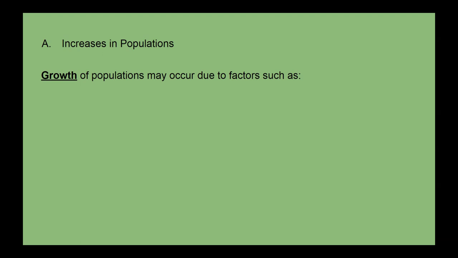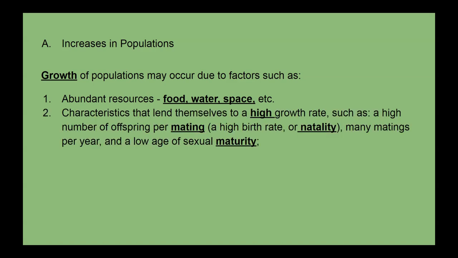So increases in populations, we've got the growth of populations. It's going to occur because of an abundance of factors. You've got all of your biotic and abiotic factors in here as well. So your food, your water, your habitats, all of that stuff. You've also got higher growth rate leading to more offspring per mating. So instead of having a litter of like 3, you can have a litter of 5. And if each of your litters is higher than average, you're going to have a faster growth rate, a much higher growth rate.